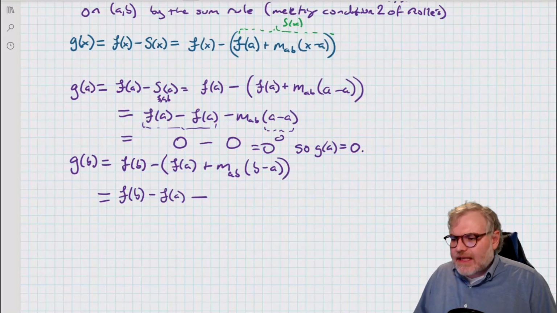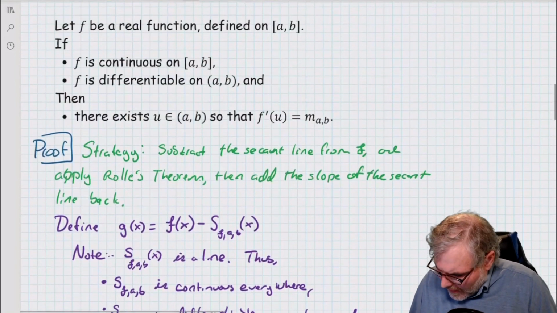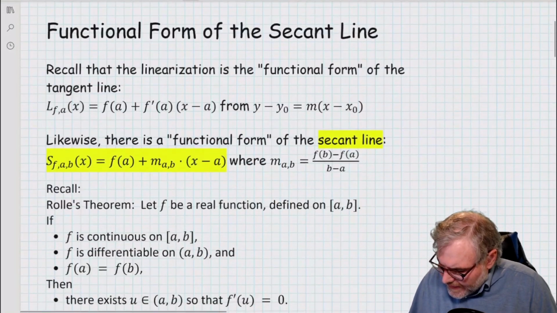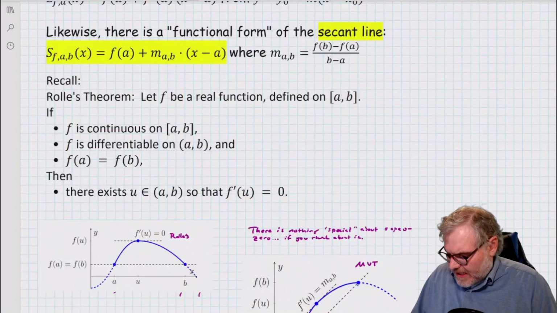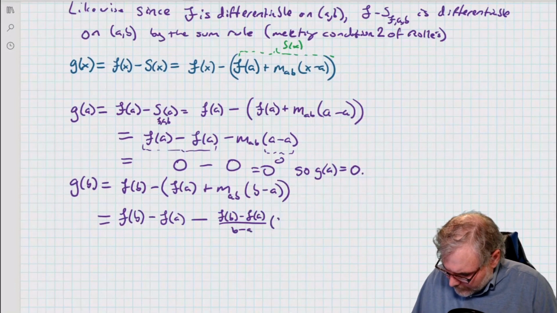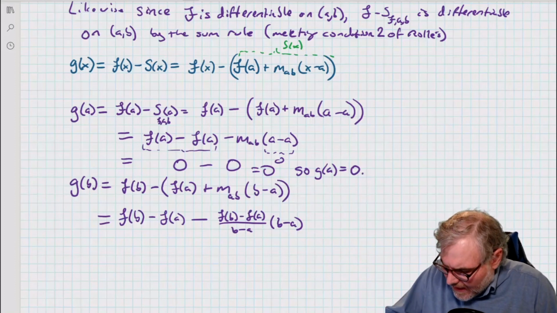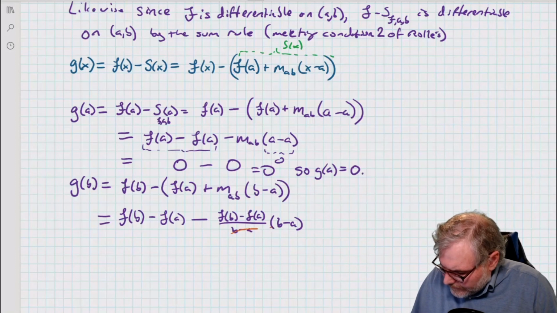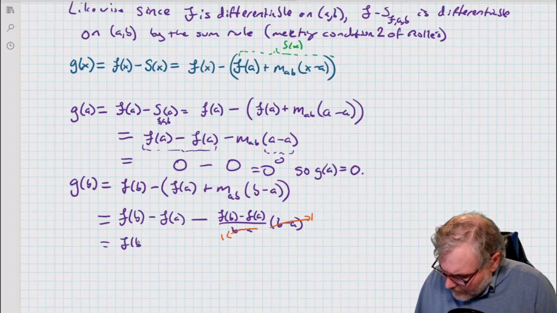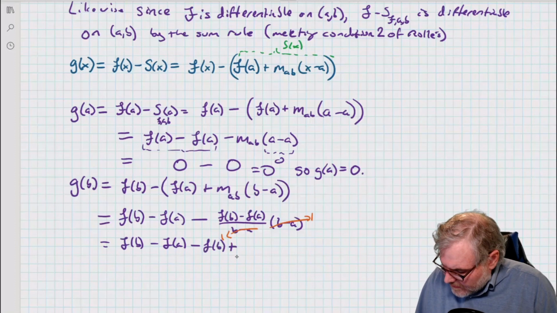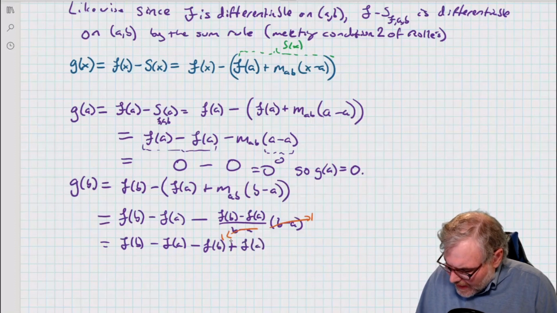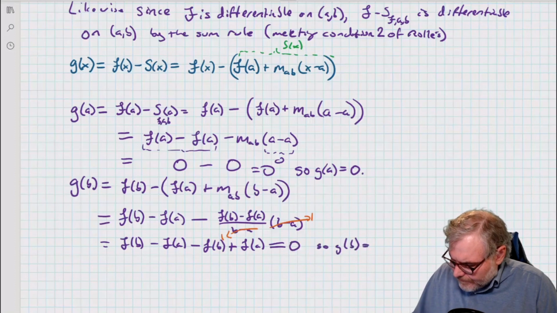Now, MAB, remember, is the slope of the secant line. So that's F of B minus F of A over B minus A. That's kind of nice. I've got B minus A on the bottom and B minus A on the top. Those are going to cancel and go to 1. And notice here I'm distributing another negative. So what I've got now is F of B minus F of A minus, now don't forget to distribute that negative, F of B plus minus F of A. Well, those two cancel, I wind up with 0 again.